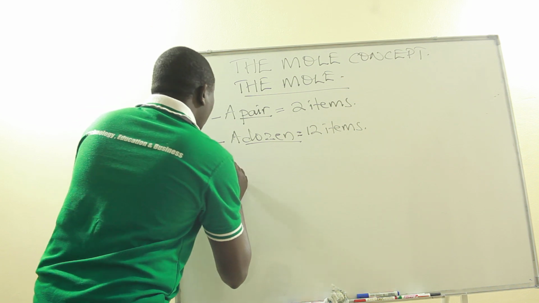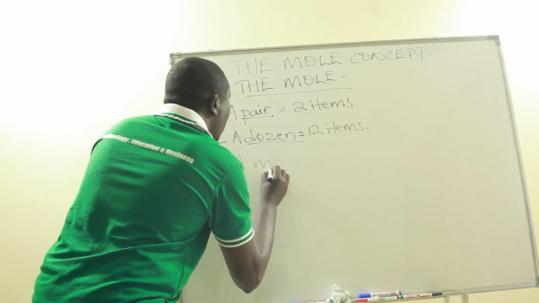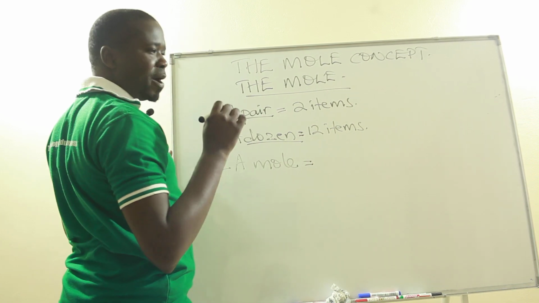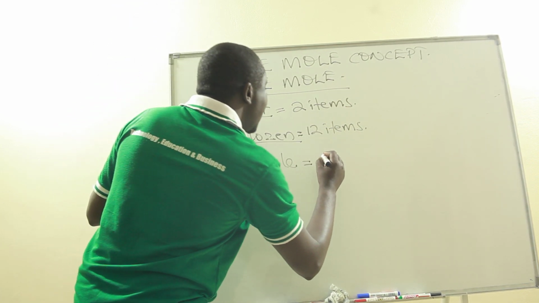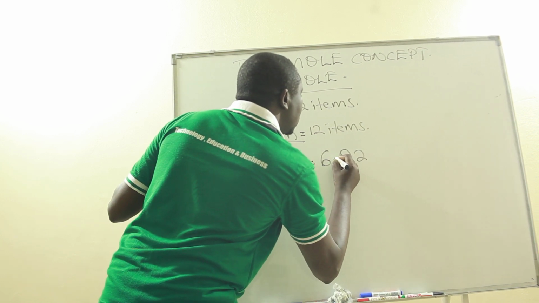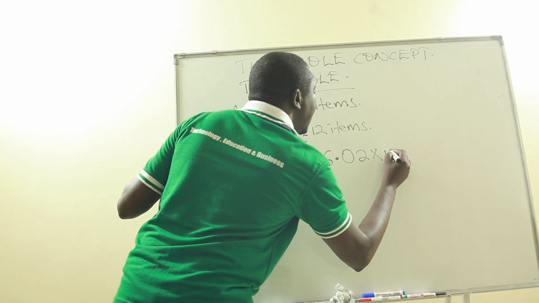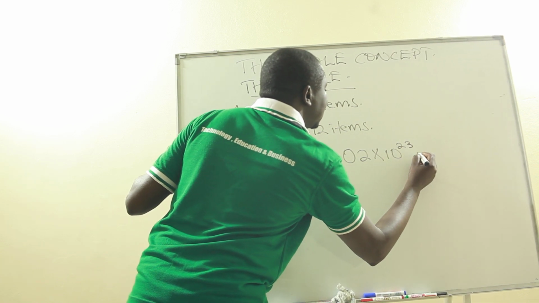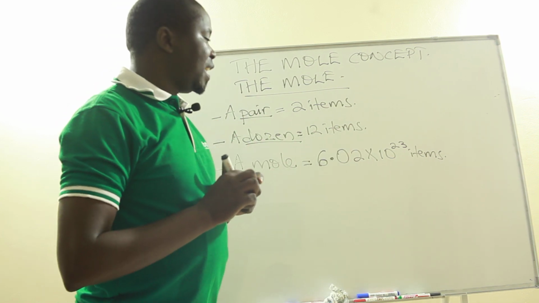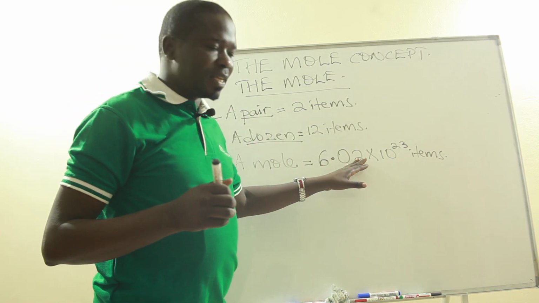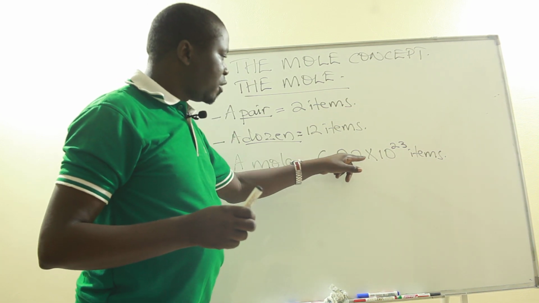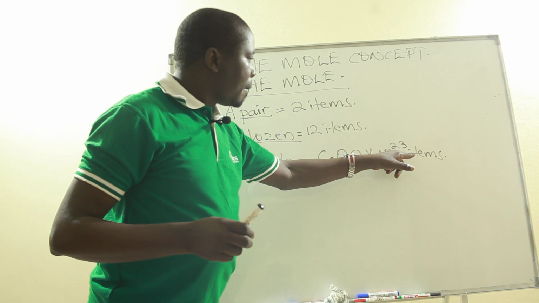Then let us bring what we call a mole. A mole is also a unit of quantity. So in 1 mole, we have as many as 6.02 times 10 raised to power 23 items. This is a very big number, which we cannot just mention at once, but we have to remember this value here, 6.02 times 10 raised to power 23 items.